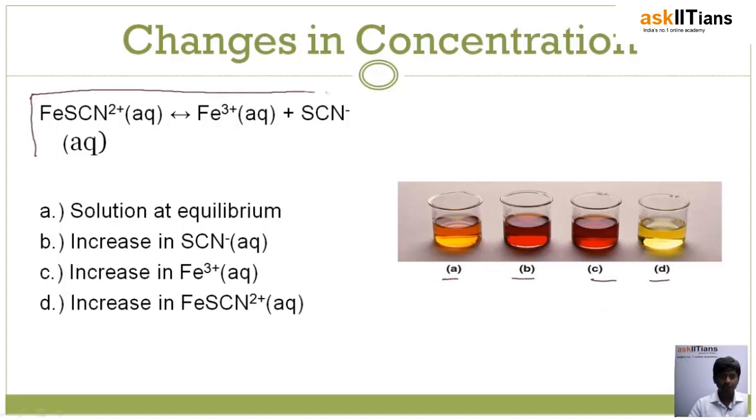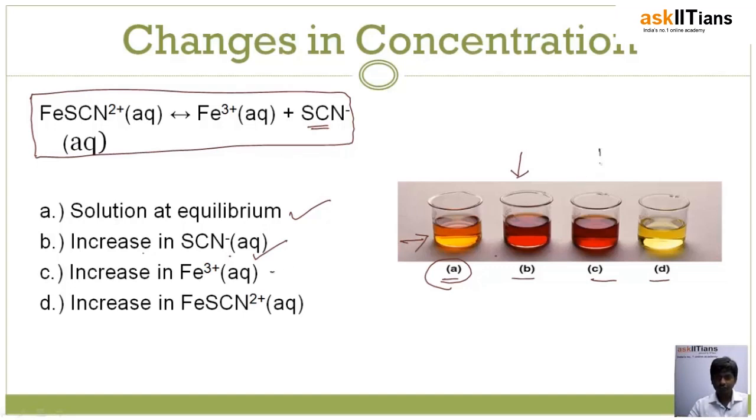Now the image which I have taken is basically the image of a beaker which is undergoing this reaction. This reaction is going on. The solution at this color means that the solution is at equilibrium. In B there is an increase in the concentration of SCN minus ions in this flask. In C you have increased Fe3 plus. In D there is an increase in the reactant, which is FeSCN.